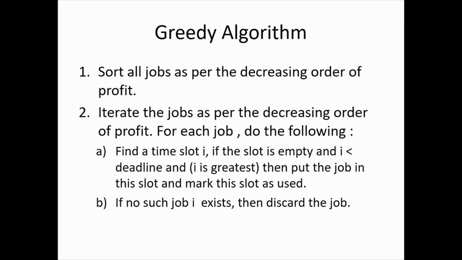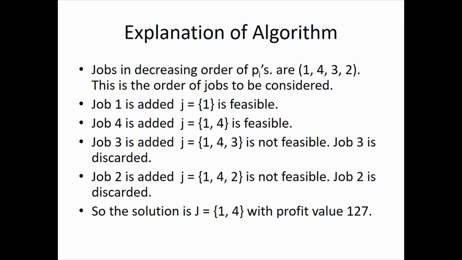Let's explain this algorithm with an example. Again, taking the same example which we discussed in the earlier part of the lecture. So we have the sorted order of profits: jobs 1, 4, 3, 2.